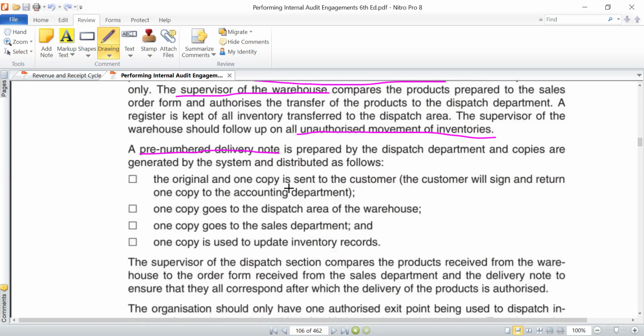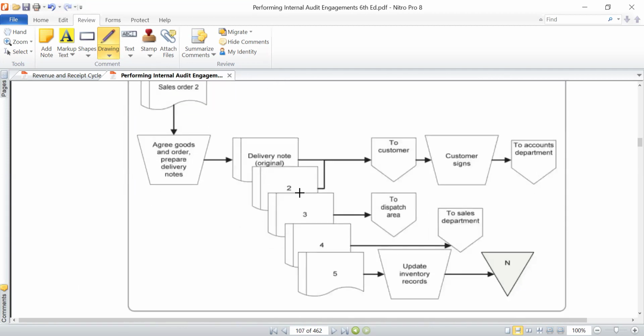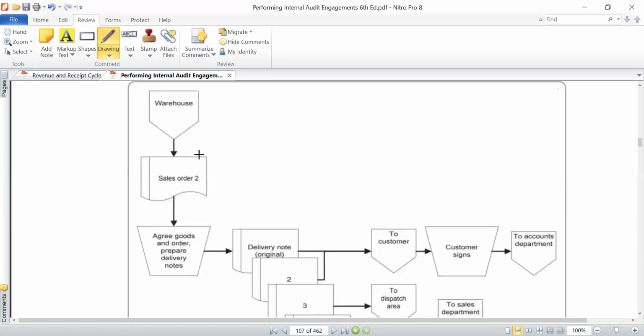Now, what documents do we expect to see, guys, during this process? We expect to see the pre-numbered delivery note, which is prepared by who? The dispatch department. All right. And there are copies that should be generated by the system and they have to be distributed in the following ways. I think there's a diagram for this. It's right over there. So in this process, we still see a copy of a sales order form that was sent. Remember, from the first stage, when the order was received from the customer, there's a copy that was sent to the warehouse. Why is that copy sent to the warehouse?